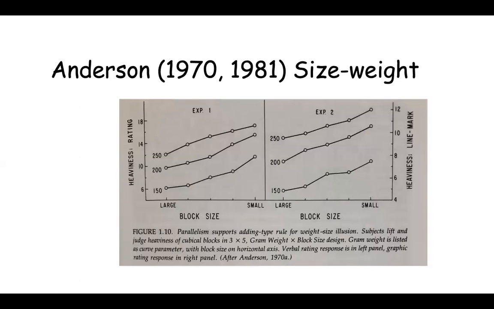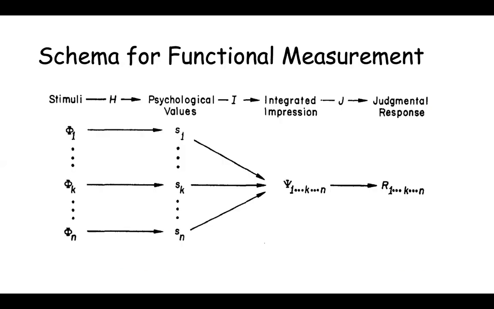Here's another example from the same book showing data from a 1970 experiment on the size-weight illusion. The first experiment on the left, there's a kind of a bulge interaction that is altered by the use of a different response scale. There's a rating scale in one case and line mark scale in the other. And Anderson concluded those were fairly close to parallel, and so he's fitting an additive model to the size-weight illusion.